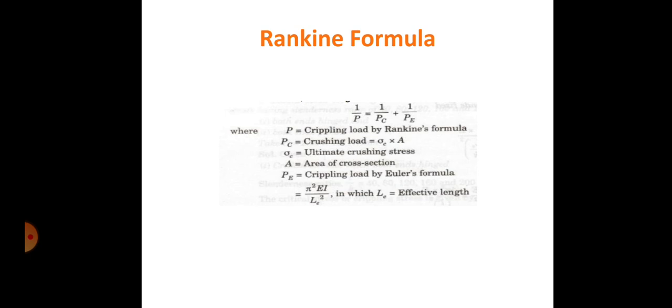Here the formula to find the crippling load or buckling load is 1 by P equal to 1 by Pc plus 1 by Pe, where P is the crippling load by Rankine's formula, and Pc is the crushing load, which is sigma C into A. When the column is a short column, you can calculate the crushing load using this formula, crushing stress into cross sectional area, where sigma C is the ultimate crushing stress and A is the cross sectional area. Pe is the crippling load by Euler's formula. Already we know how to calculate the crippling load by Euler's formula.